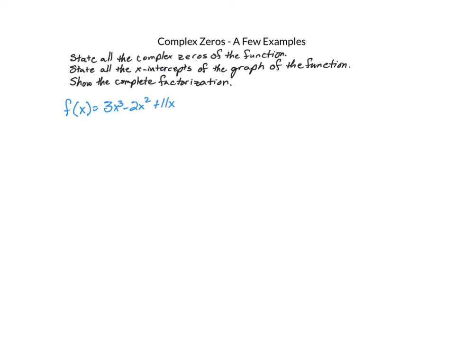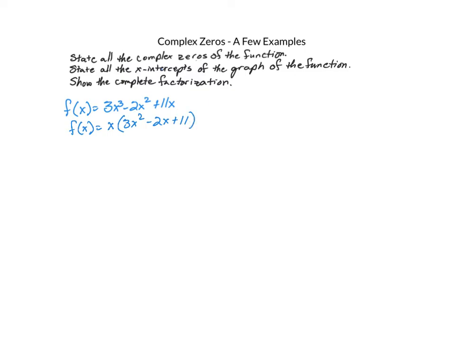Here's our next example, same directions. Let's get started. So we're trying to find all the zeros, x-intercepts, and the factorization for this polynomial function. This one I want to remind you, don't forget about your old strategies, your traditional strategies of looking for a common factor first. Do you see that there's a common factor of x? So let's take that x out, and we'll have f of x equals x times 3x squared minus 2x plus 11.